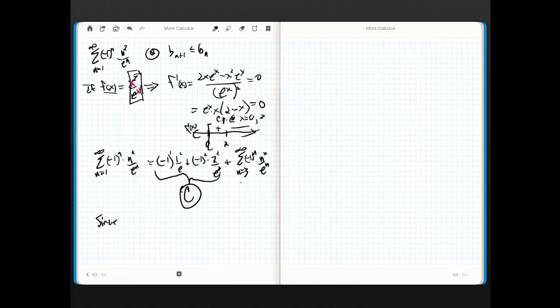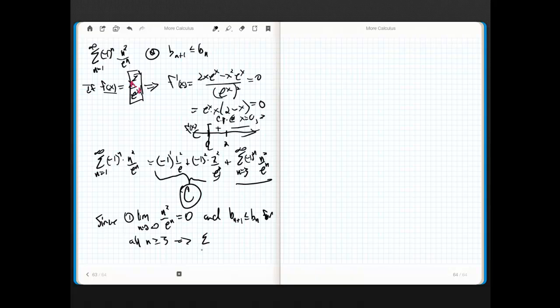Since the limit as n goes to infinity, let's try that again. Limit as n goes to infinity, I'm a little crazy right now, aren't I? N squared over e to the n equals 0, and b sub n plus 1 is less than or equal to b sub n for all n greater than or equal to 3. See what I did there? I just grabbed this guy.